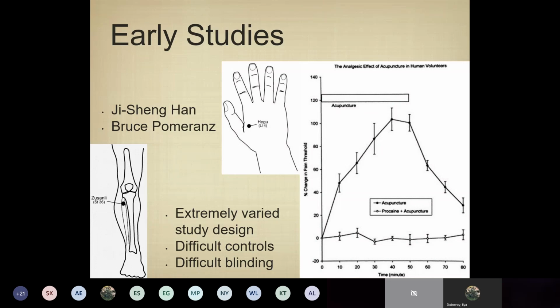Local and regional blocks also attenuated the effect significantly. So an intact nervous system was important. Interestingly, patients with various kinds of neurological injuries, including spinal cord injuries, had attenuation of effect, but not entirely. And we can maybe discuss why some of that happens later.